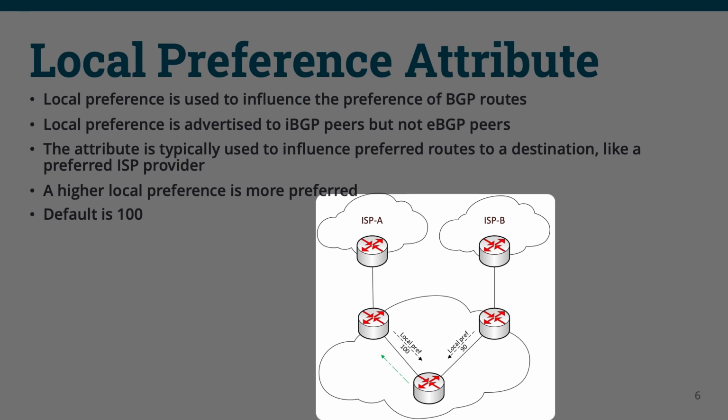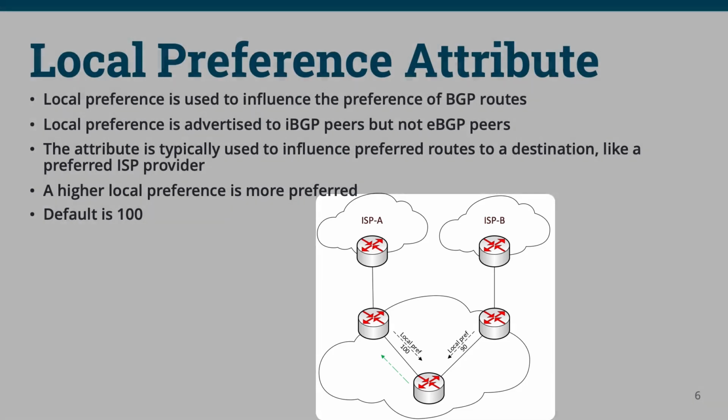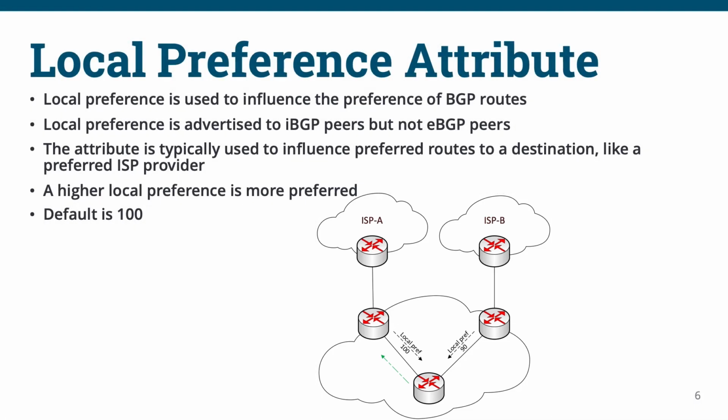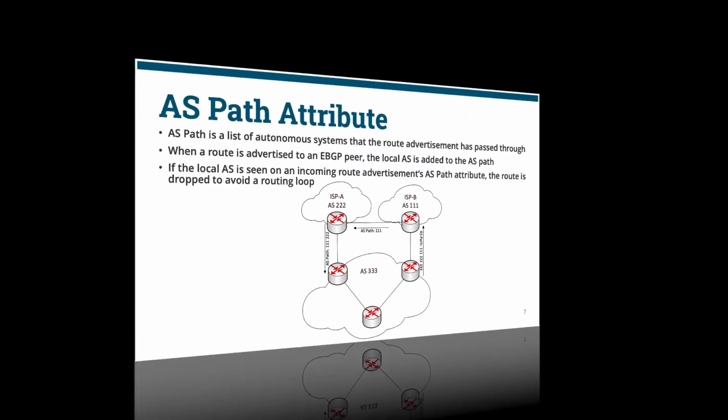If ISP A becomes unavailable, if perhaps the router goes down or a link is broken, then ISP B routes will be used as they are the next highest local preference value. Great. Let's now move on to the next attribute, AS path.